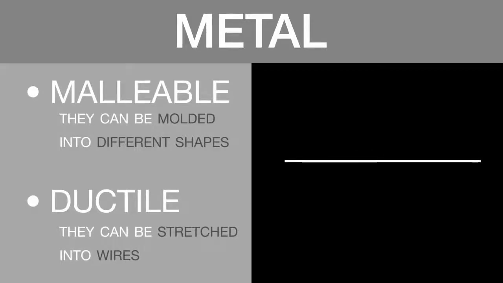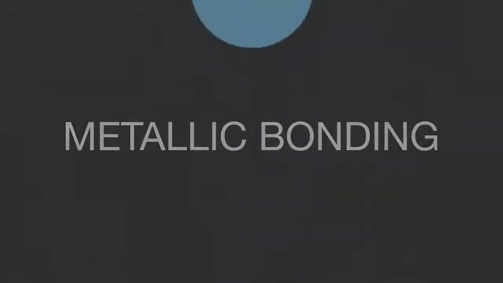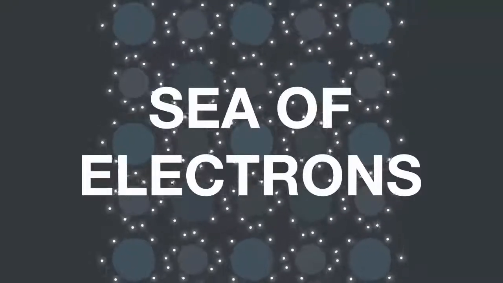To fully understand these properties of metals, we must understand metallic bonding. When we talk about metallic bonding, we are actually describing the electrostatic attraction between the metal ions arranged in a lattice structure and the free-floating electrons around them. Since these electrons are free to move around, the term sea of electrons is also used.